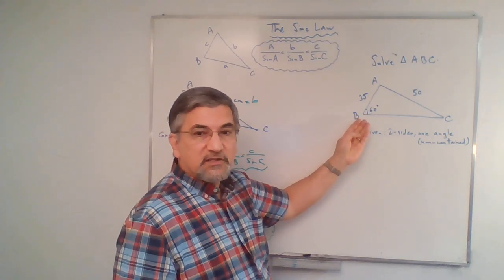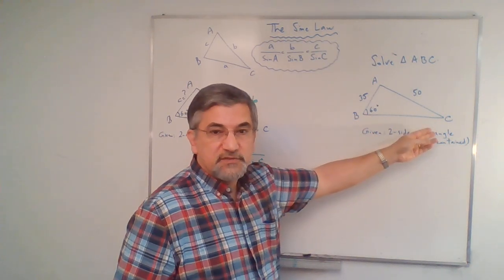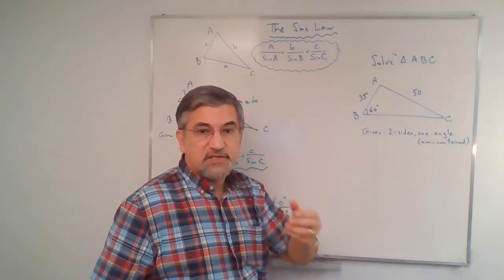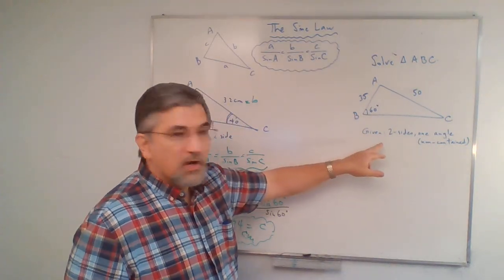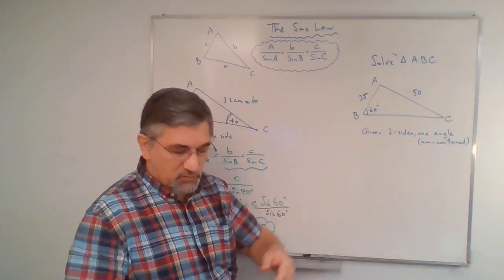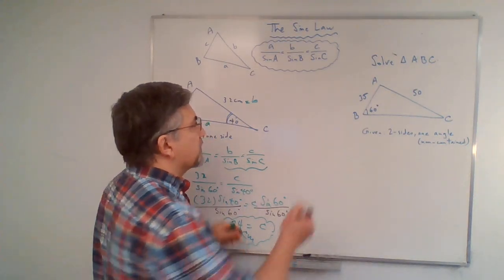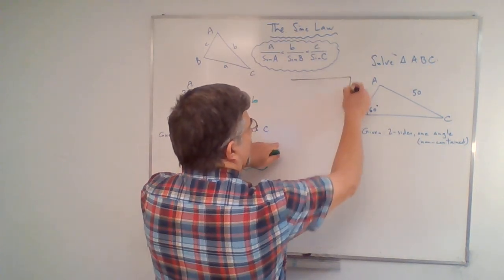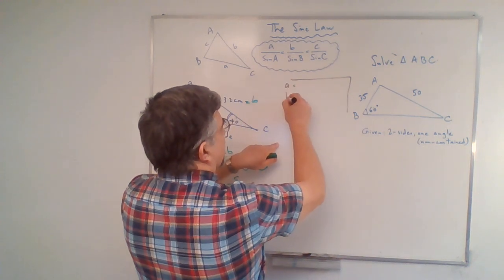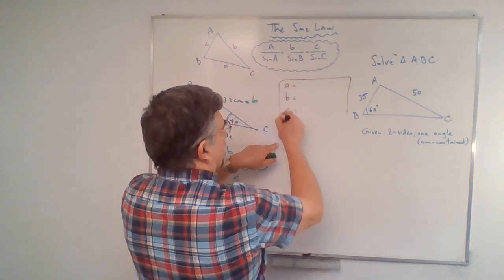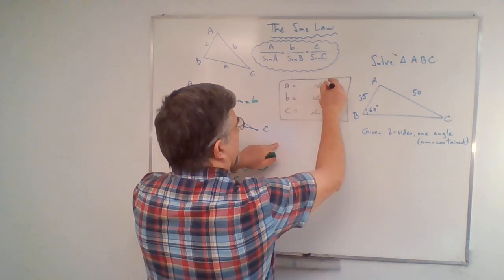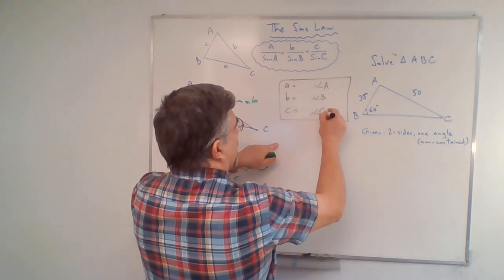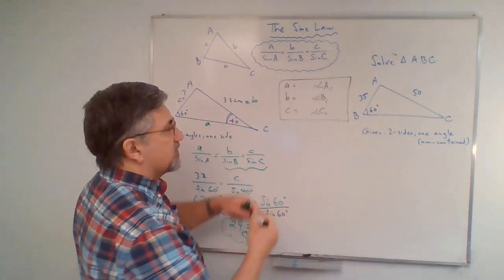But right now, angle B is given. Sometimes angle C is given. So these are non-contained angles. That's what we mean. So if you have two sides and one non-contained angle, once again, we can use sine law. So I'm going to construct the chart that we used to have in the past. It's an organized way of solving triangles. So I write all the three sides and three angles.